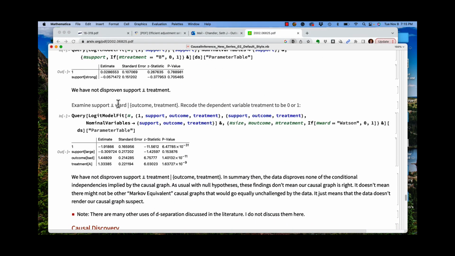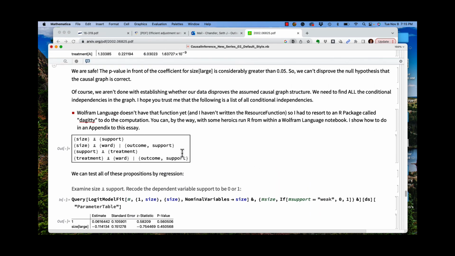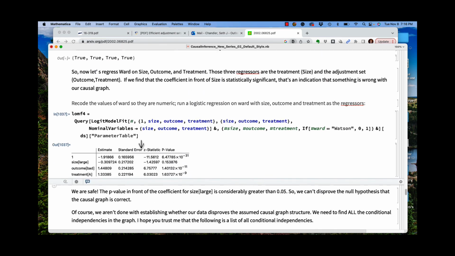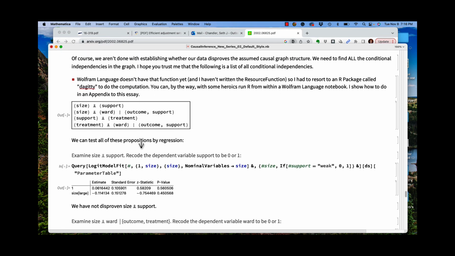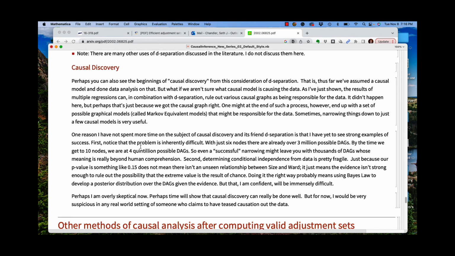Finally, let's look at this last one where we're trying to see whether support is independent of ward given outcome and treatment. Here's the logistic regression we run. We look at the coefficient in front of support. We look at the p-value. Again, it's over 0.05. And so there's nothing in that data that we developed in lecture 1 for size, outcome, treatment, ward, support that disproves the causal graph that we have been working with.